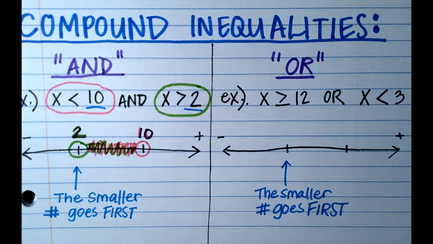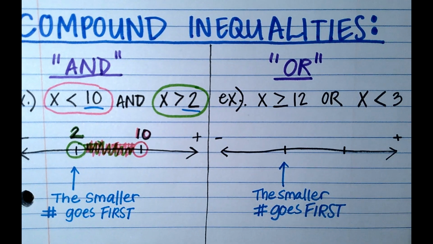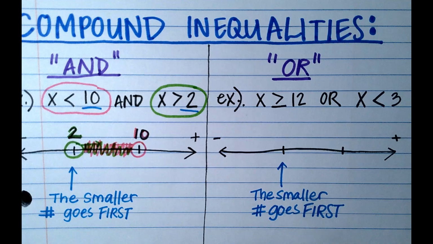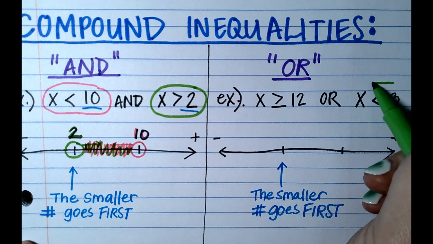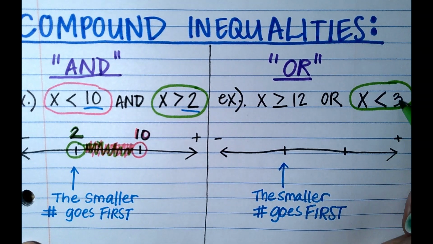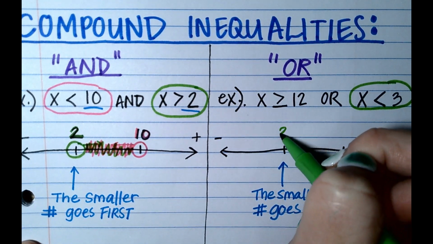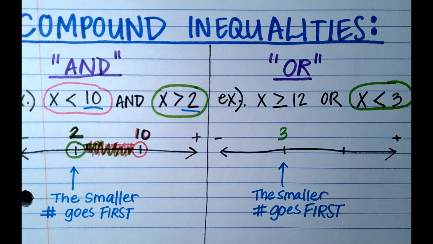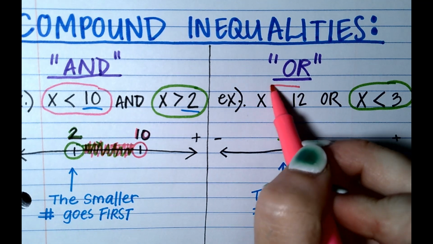So my compound inequality here is x is greater than or equal to 12 or x is less than 3. Which number should go first? 3. So I am going to color code again. 3 goes first because it is smaller. And we'll put 12 on the other space.